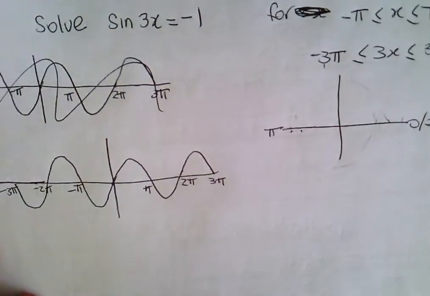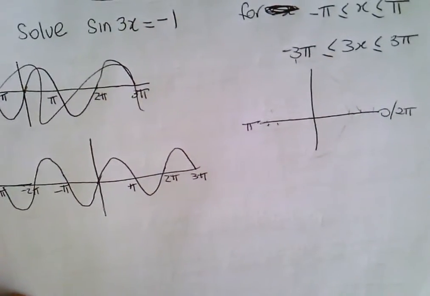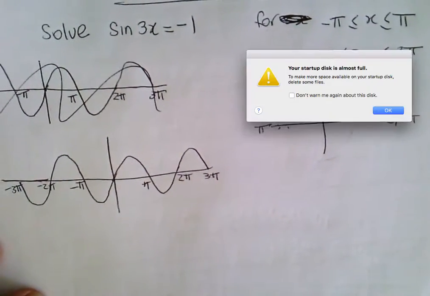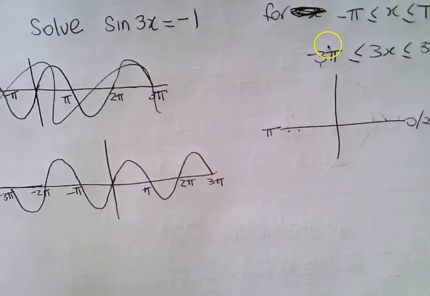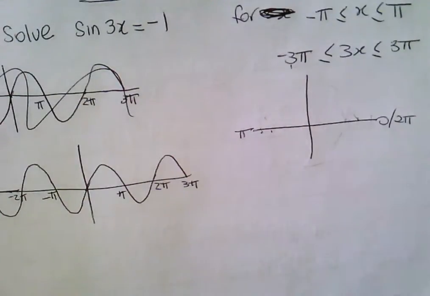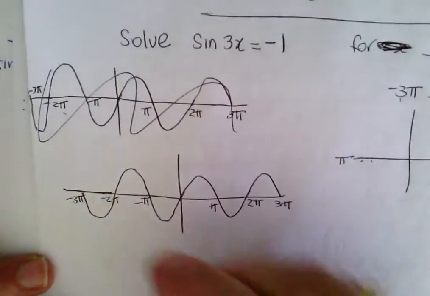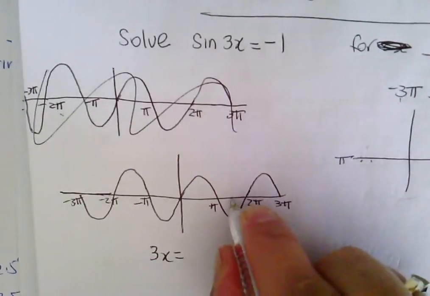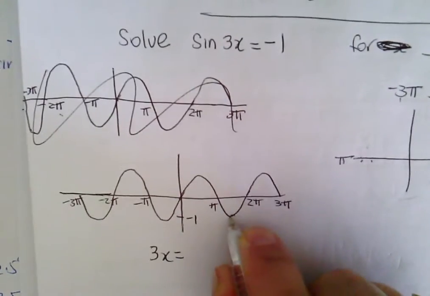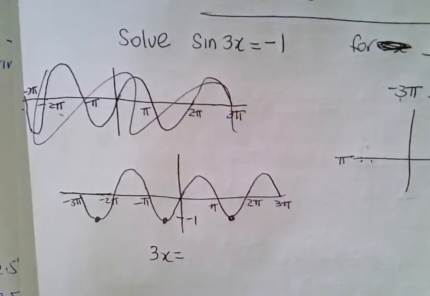Okay, why do you think I did that? Why do you think I'm going from 3 pi to negative 3 pi? Just wait. Remember the new domain from negative 3 pi to 3 pi? That's why I'm drawing from negative 3 pi to 3 pi. So what have I got? So therefore, 3x is, I'm not going to write acute angle, 3x is, well, negative 1 is here, there. There's negative 1, and there's negative 1. You've got to tell me what those values are.